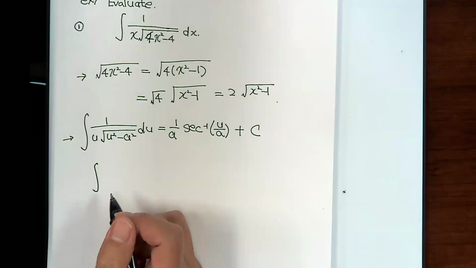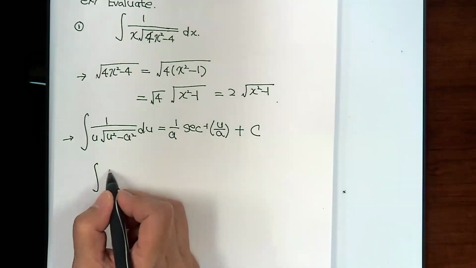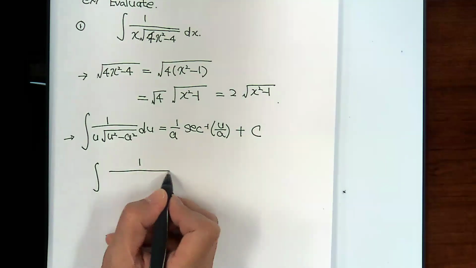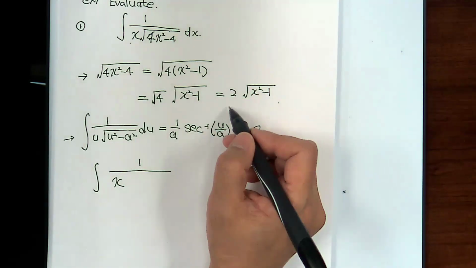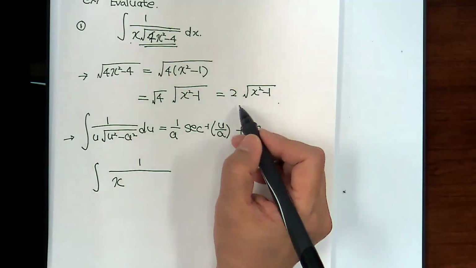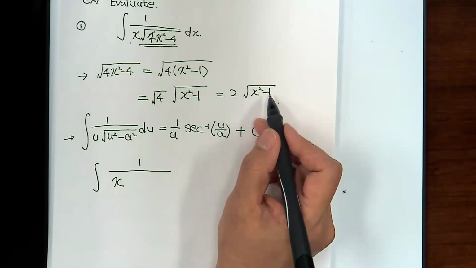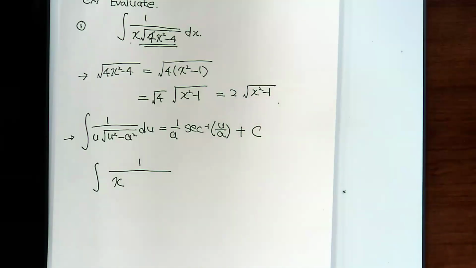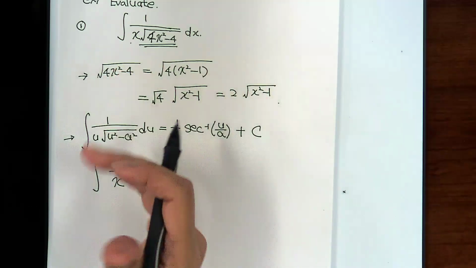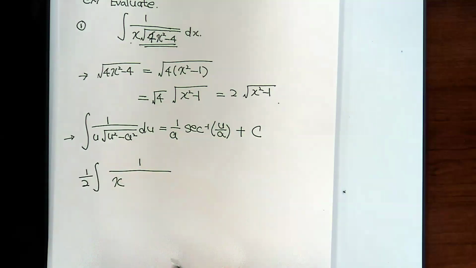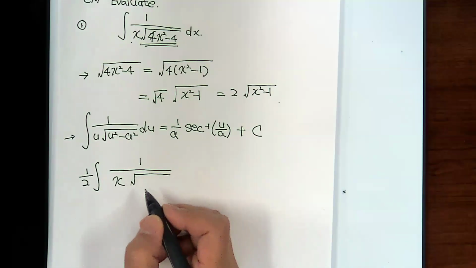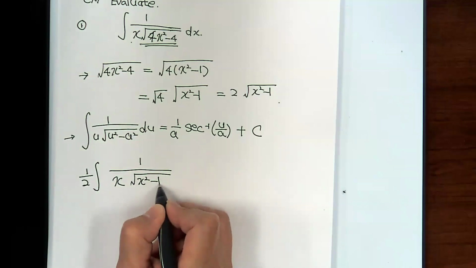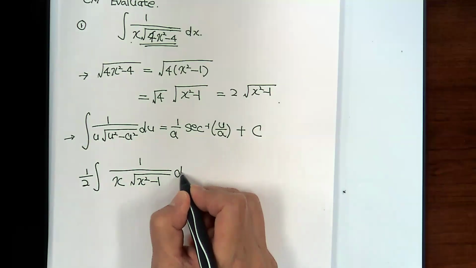We have the integral of 1 over x, and this part can be written as 2 times square root of x squared minus 1. That's in the denominator. So we can take out 2 outside of the integration, but it should be in the denominator, right? And then that's square root of x squared minus 1 dx.